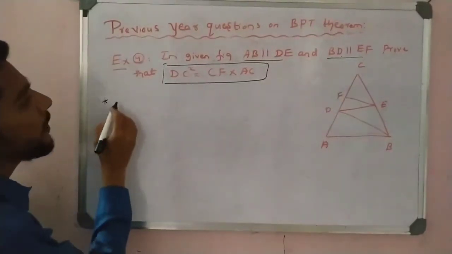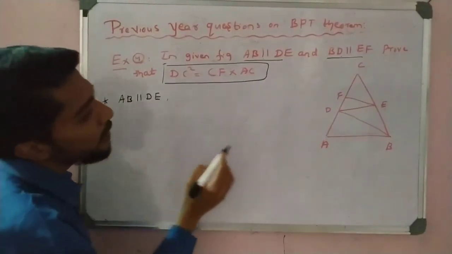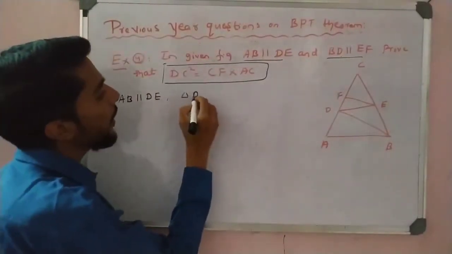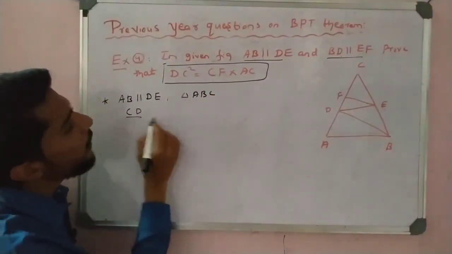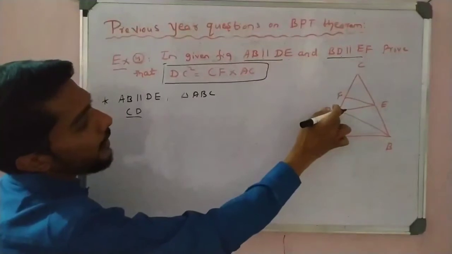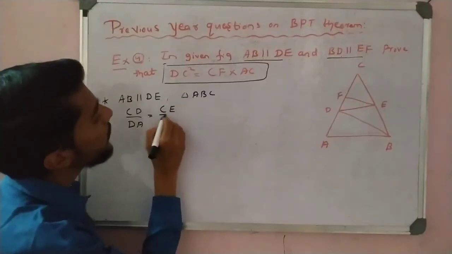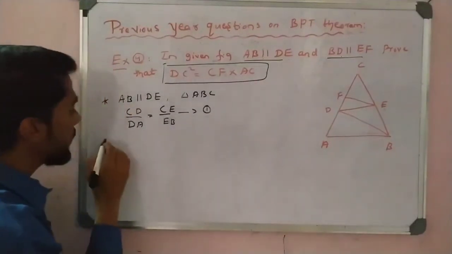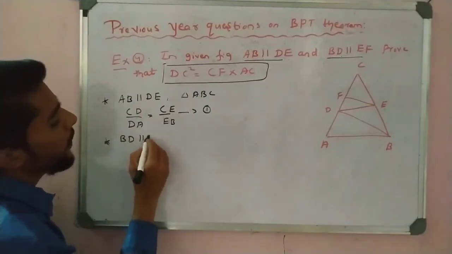Now let us start with the first one, that is AB is parallel to DE. Now DE is parallel to AB, nothing but what? We select triangle ABC. Correct? Now apply the BPT theorem. So we get CD divided by DA is equal to CE divided by EB. Equation number 1.